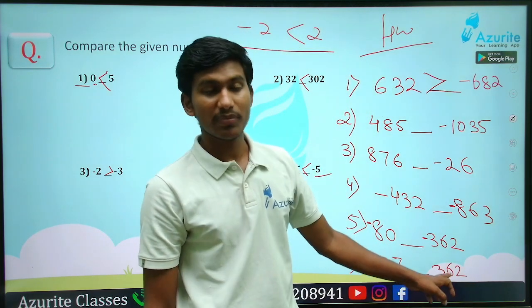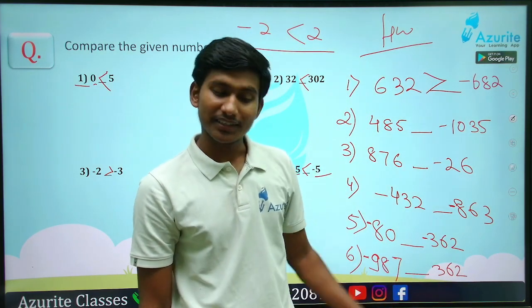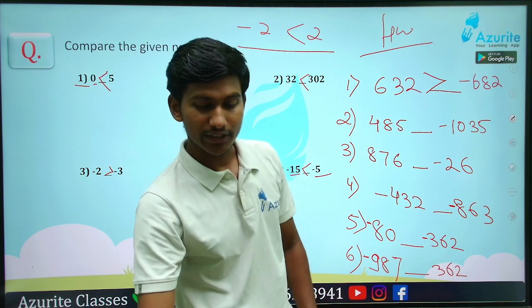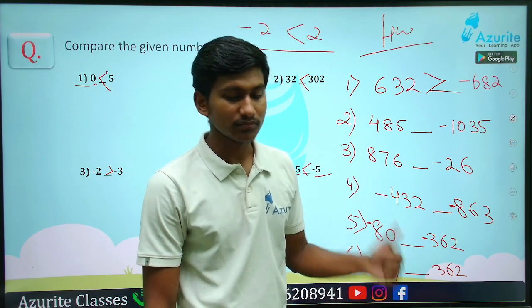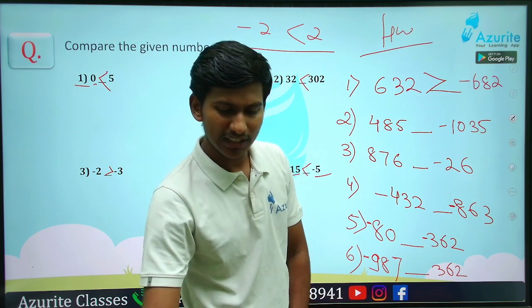Here one is minus, one is plus. 362 is the bigger one. Okay, very good. So will everyone solve those homework questions? Okay, I will give some more, don't worry.